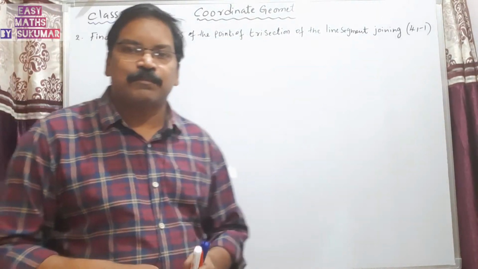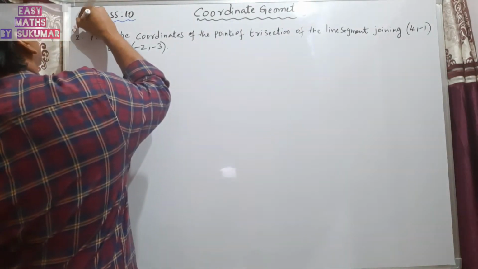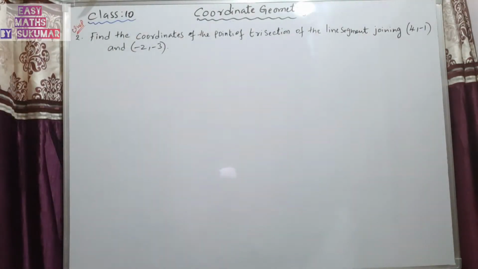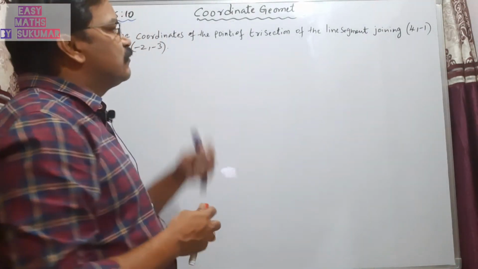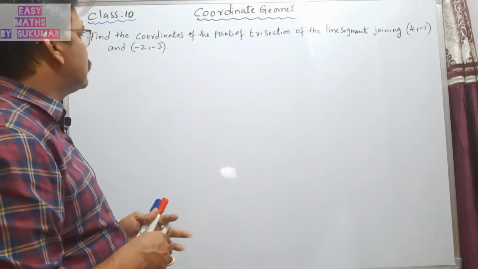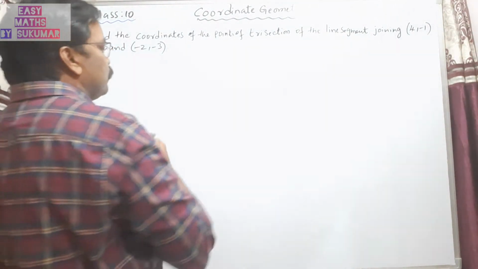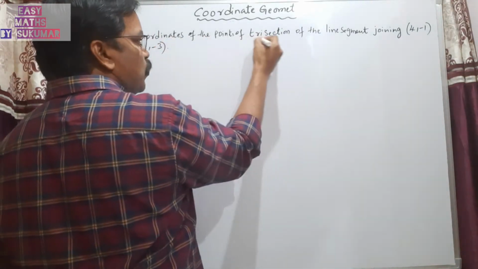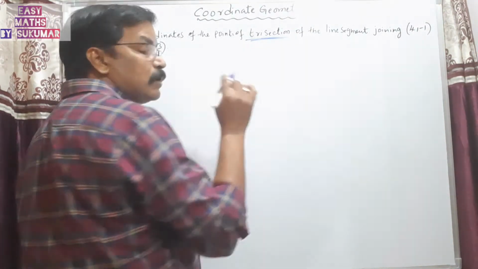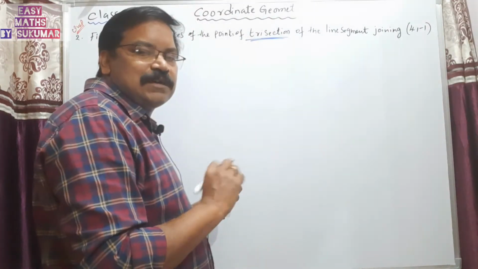Second sum in this exercise 7.2. It's very important, students. This second question is important for the board exams. Find the coordinates of the points of trisection of the line segment joining (4, -1) and (-2, -3). Here we have to find the coordinates of the points of trisection. We have an example sum also in this module. You can refer to that example also.